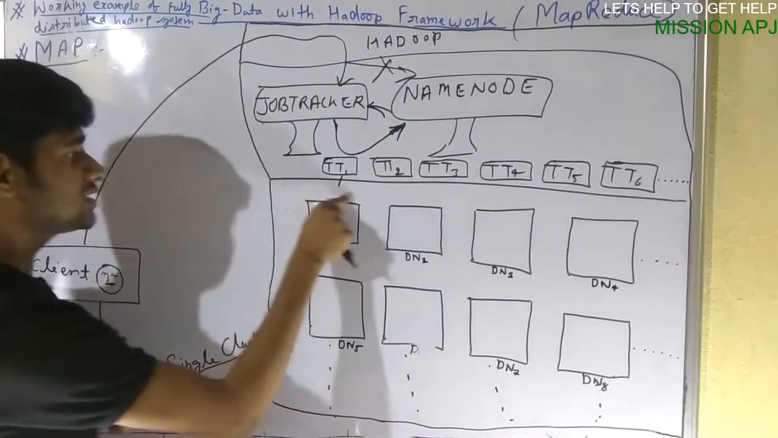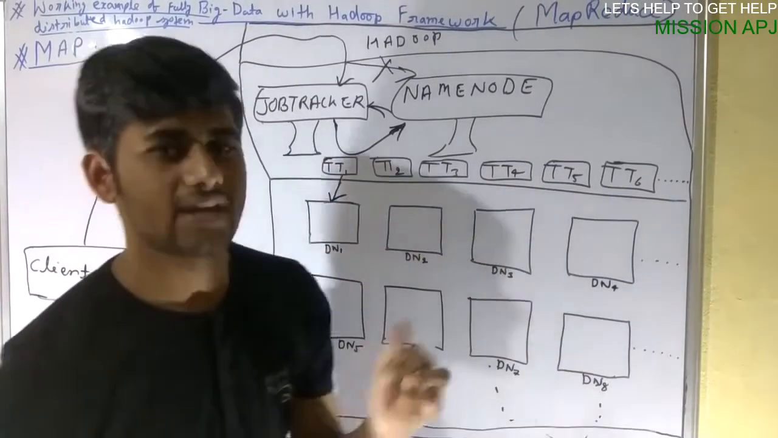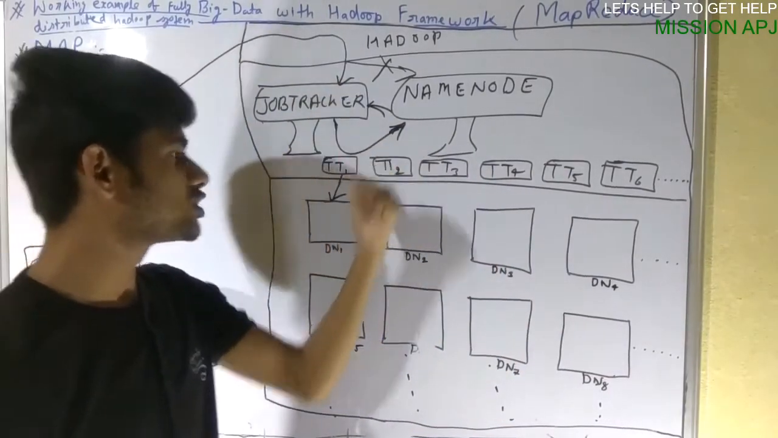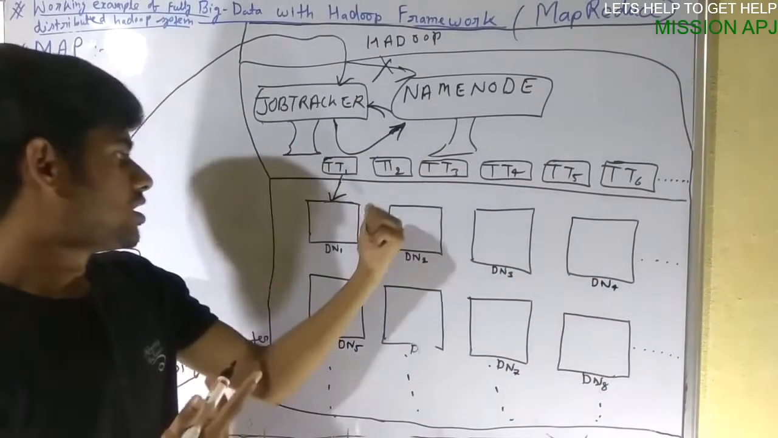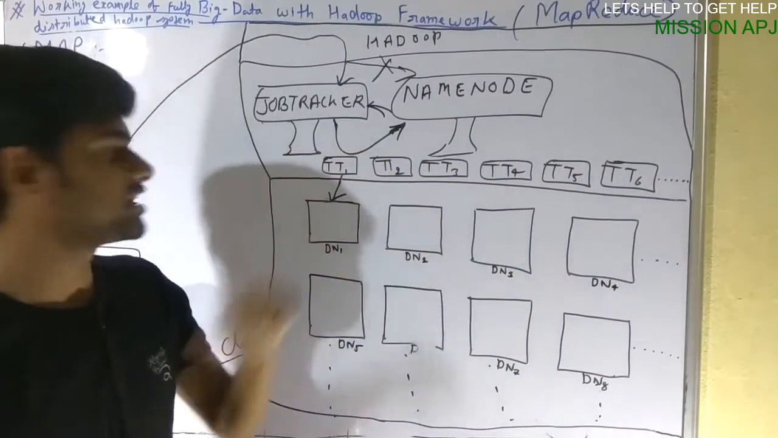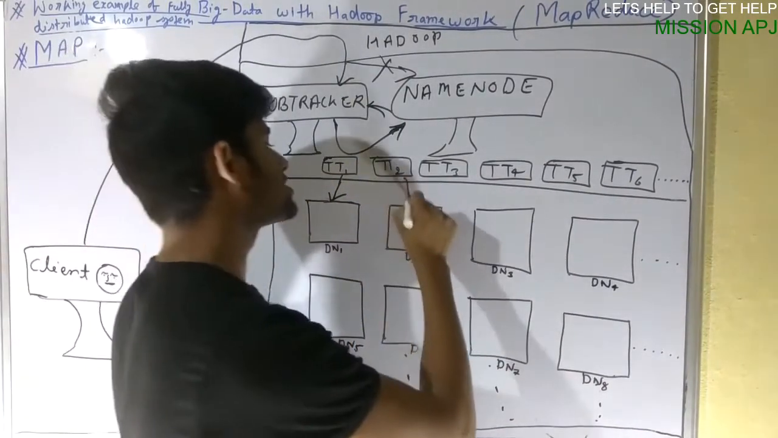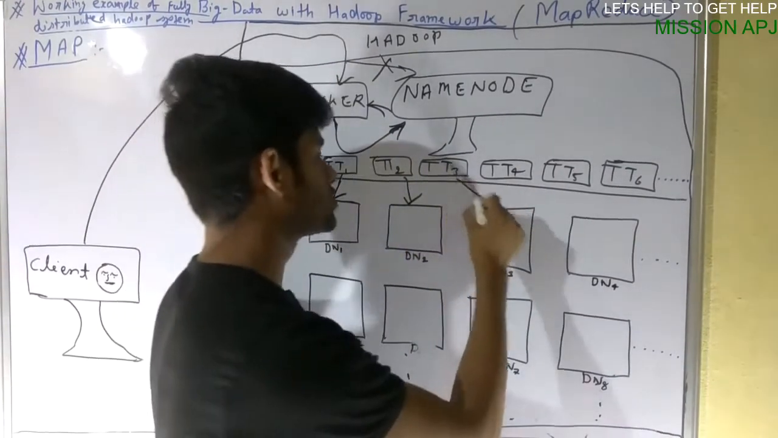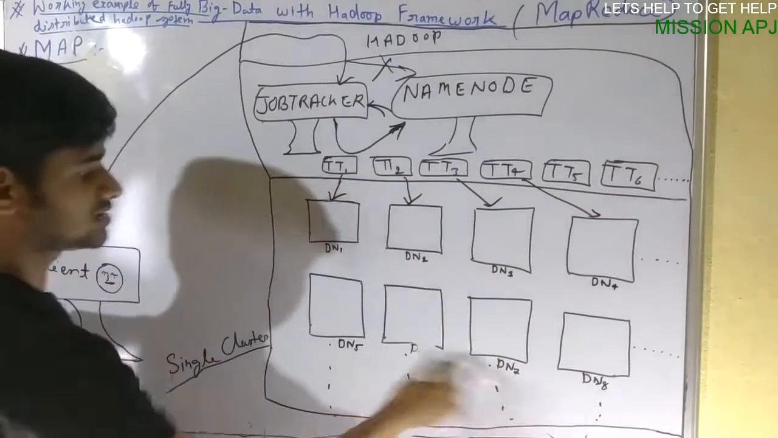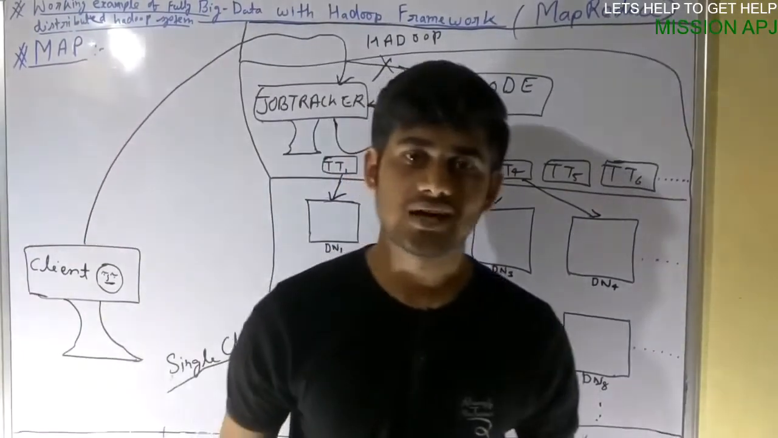Now suppose this task tracker is associated with data node 1. Why is it associated with data node 1? Because the task assigned by the job tracker to task tracker 1 requires data that is stored in data node 1. That's why TT1 is associated with data node 1. Similarly, suppose TT2 is associated with data node 3, TT3 with 4, and TT4 with 5 to 6, in this way. Okay, the job has been assigned.